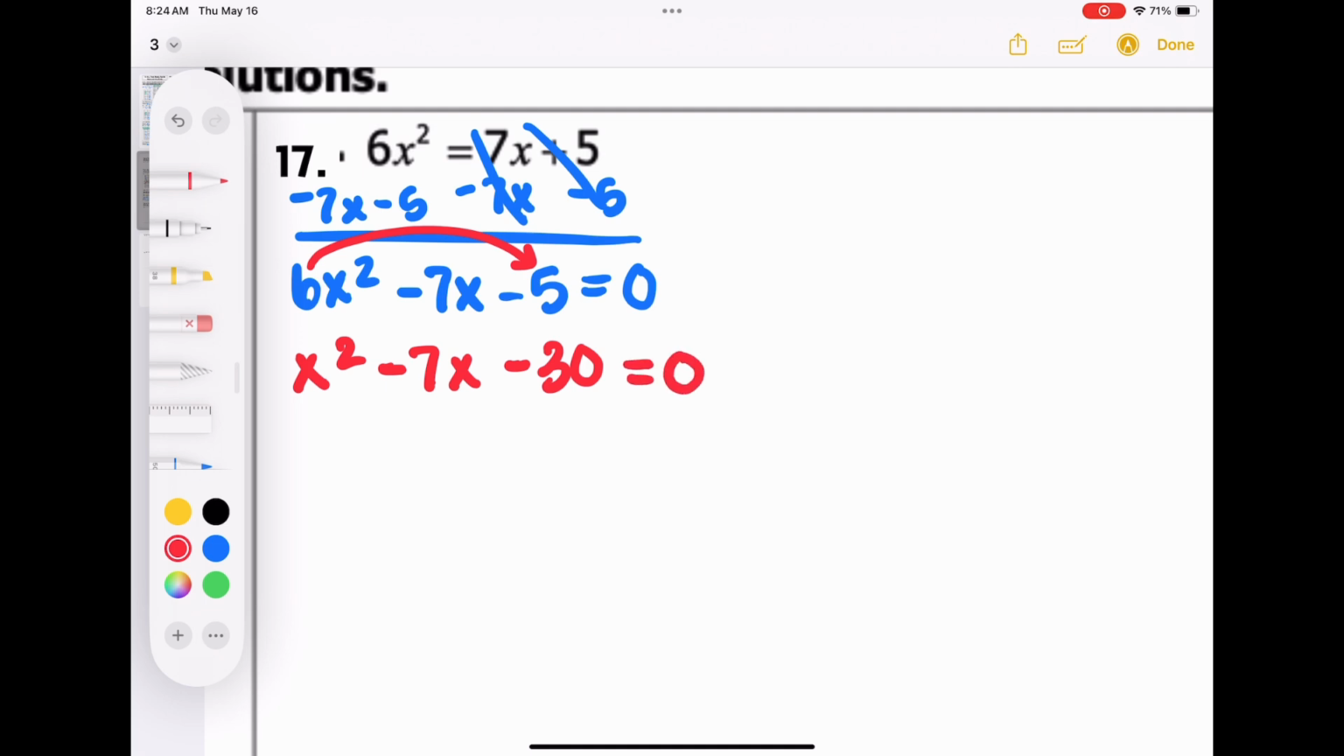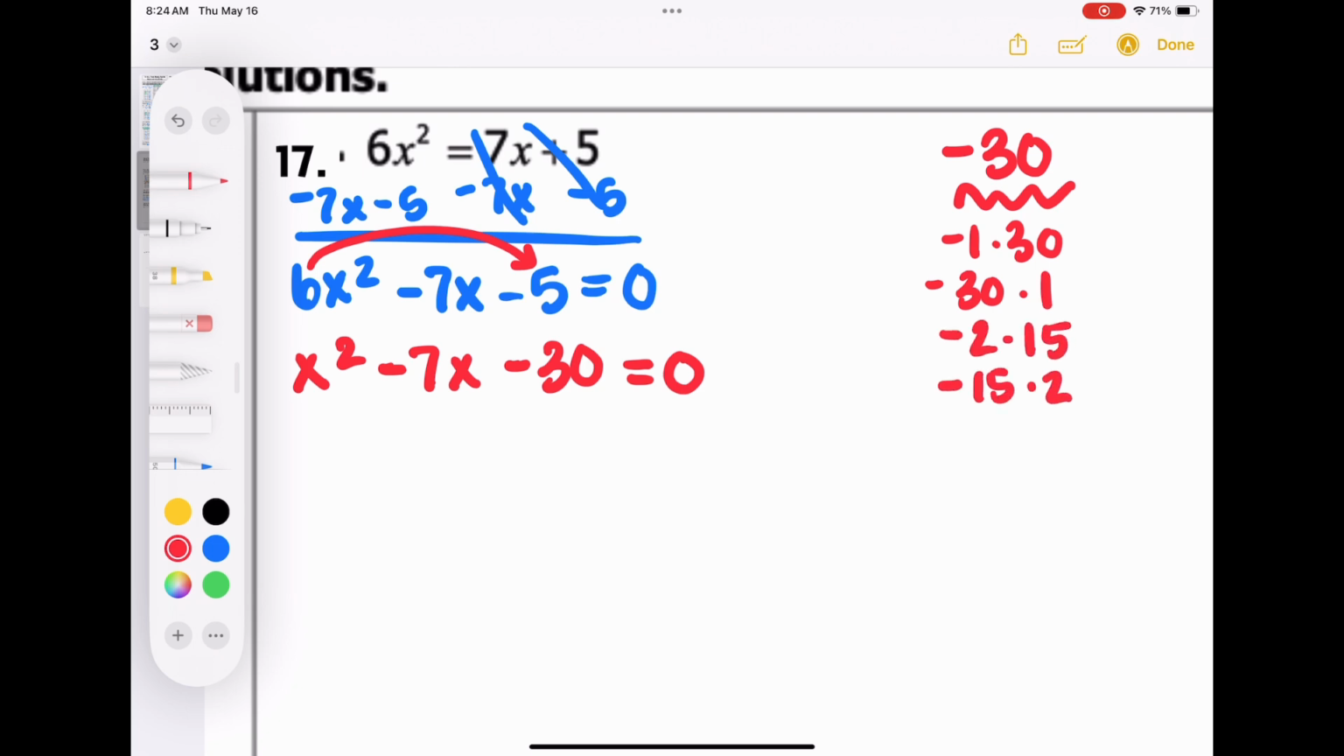So now I need to figure out what numbers are going to multiply to give me -30. So we have -1 and 30, -30 and 1, -2 and 15, -15 and 2, -3 and 10, -10 and 3, -5 and 6, and -6 and 5. Now that I've listed all of the numbers that multiply to give me -30, I need to figure out which pair is going to add to give me that -7.